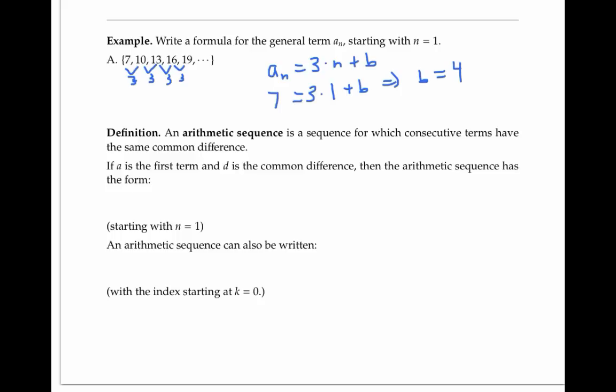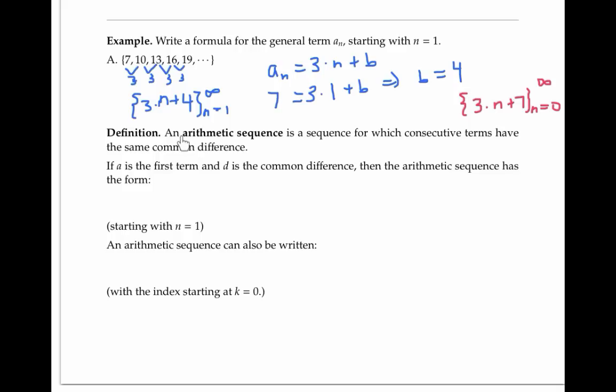So my general formula is 3 times n plus 4 where n starts at 1. I can check this by plugging in a few values of n, like we did in the previous example, just to make sure it works. Notice that it would also be possible to write this as 3 times n plus 7 if we're willing to start with n equals 0 instead of 1. If we let n start with 0, then our first term functions like our y-intercept.